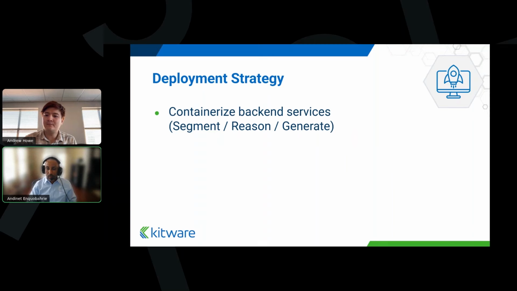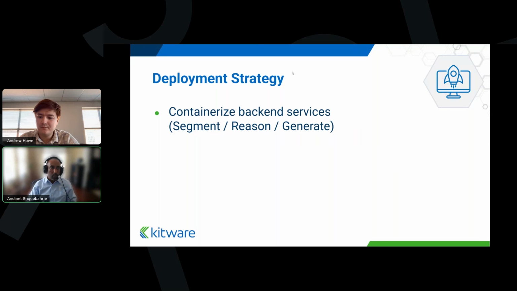So as you can tell, we have a distributed architecture with microservices. What we propose and suggest is to first containerize the backend services. You can have a container for segmentation, a container for reasoning and generate. And that way, having containerized services will make it a lot easier.